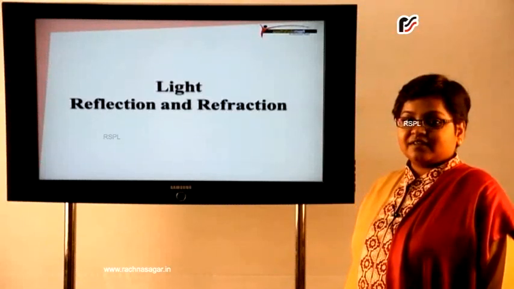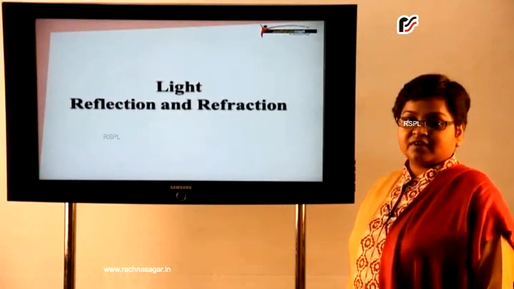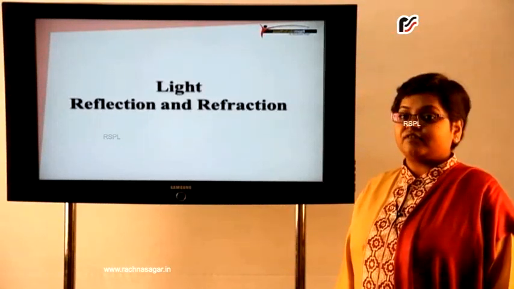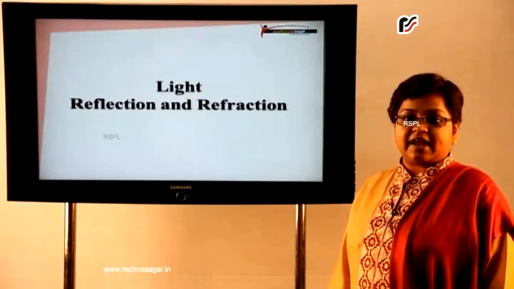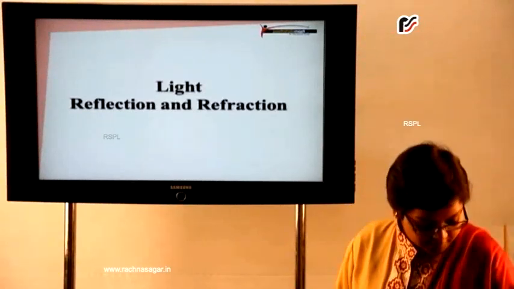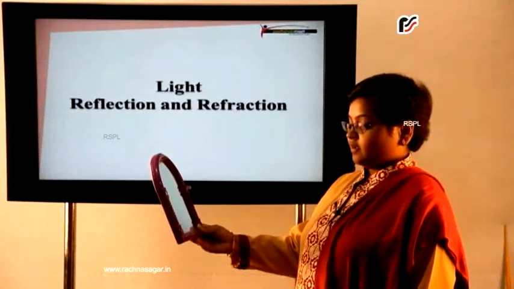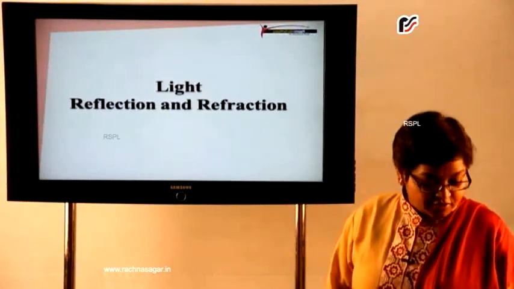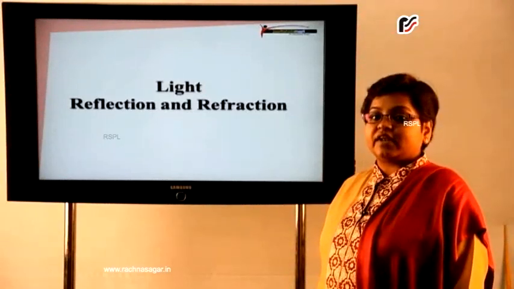In term 2, the first chapter of physics is light, reflection and refraction. In our daily life, there are so many examples of reflection of light. For example, every morning when we start our daily activities or get ready, we stand in front of a plane mirror and we get our image in the plane mirror. This is an example of reflection of light. The image formed by the plane mirror is due to only and only reflection.